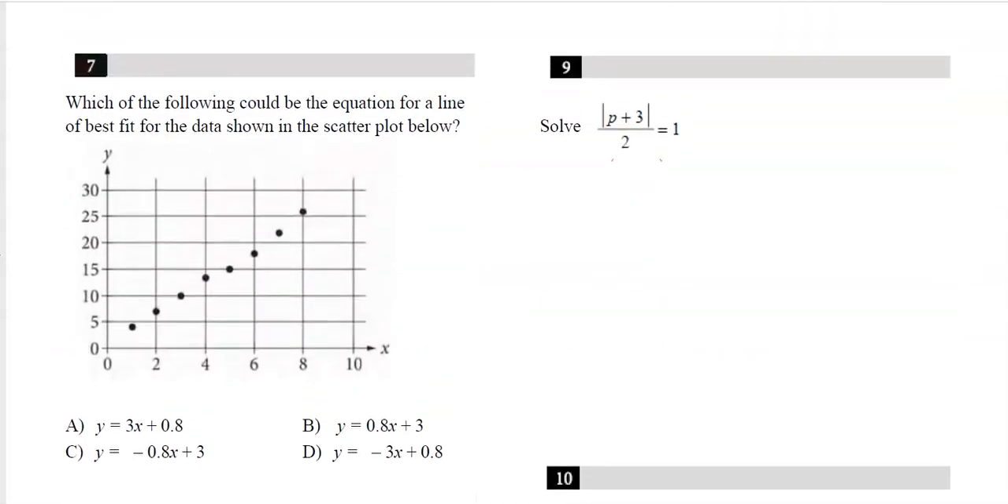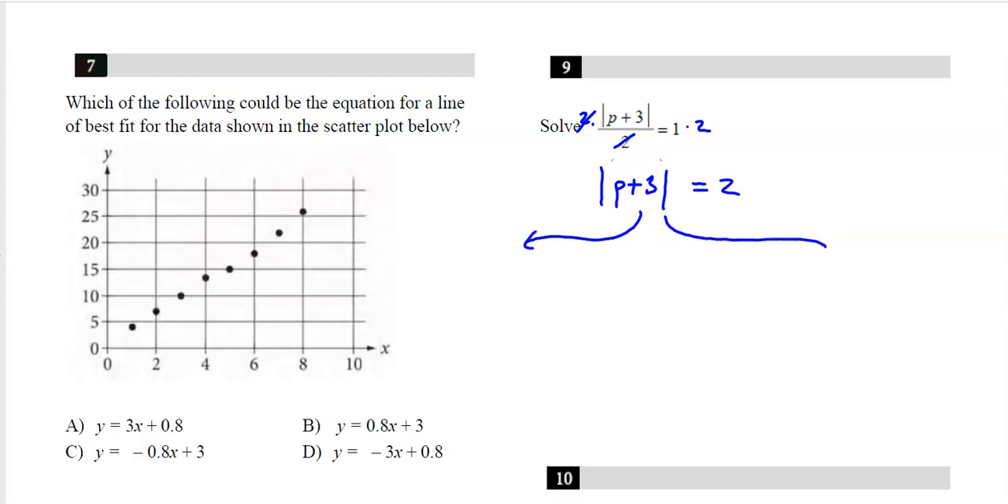Going on up to number 9. Remember, all absolute value problems have to have 2 cases solved. So the first thing we need to do is isolate the absolute value symbol. So I'm going to get rid of the divide by 2 by multiplying both sides by 2. So I have the absolute value of p plus 3 equals 2.